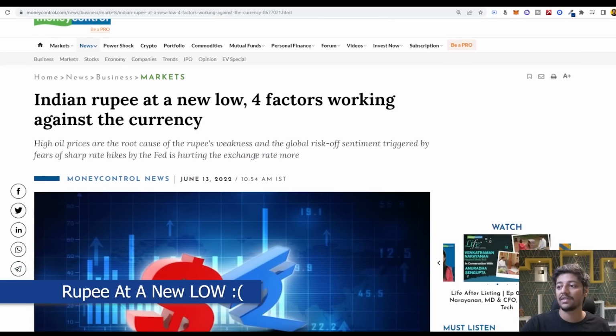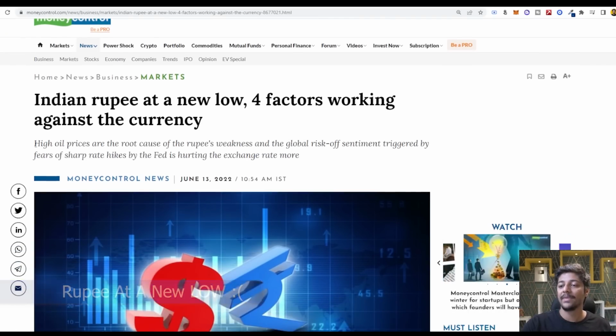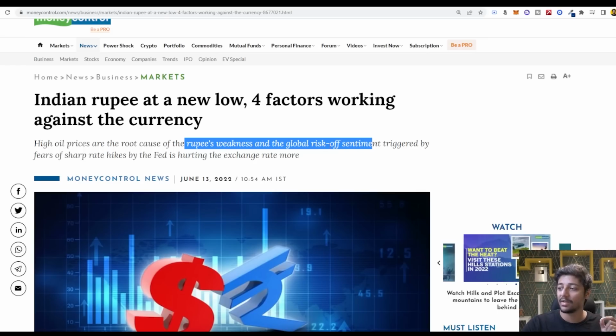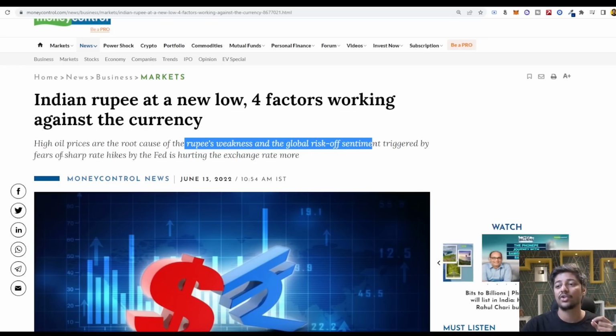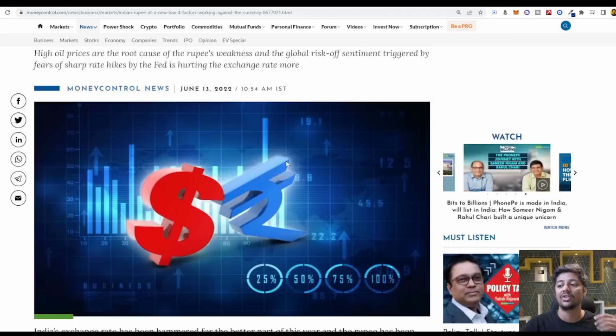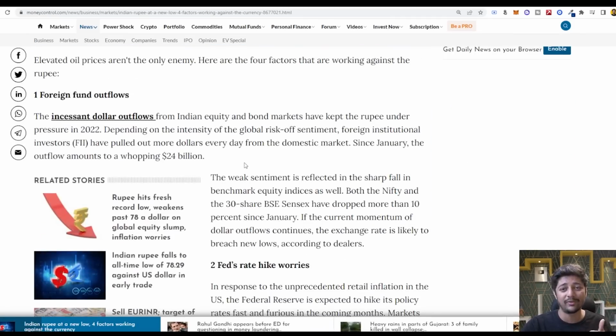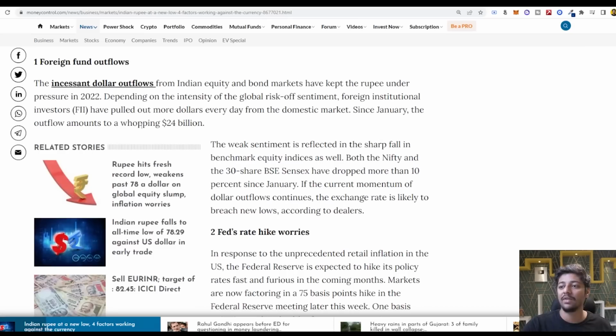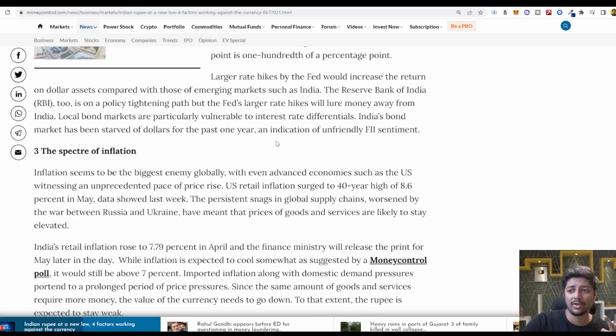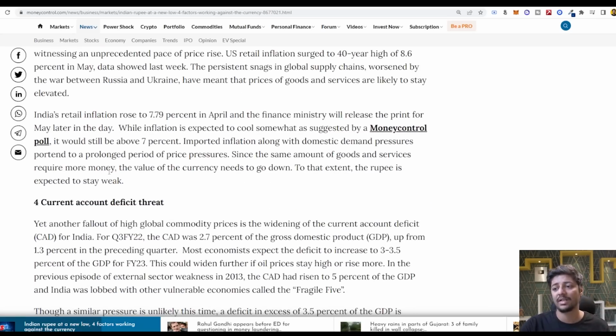And that is also hurting us really, really bad, because look at this. The high oil prices are the root cause of the rupee's weakness, and global risk sentiment triggered by the fears of sharp rate hikes again by the Fed is hurting the exchange rate even more. If you look at the four factors, one is the foreign outflows, which is happening quite significantly. Since January, we've lost approximately $24 billion from India. Fed rate hike is also a big worry. Inflation is obviously another big issue, and the current account deficit is also becoming a big issue for us. So all of these things are not good for our economy. Trust me, it is not good for our economy, right?